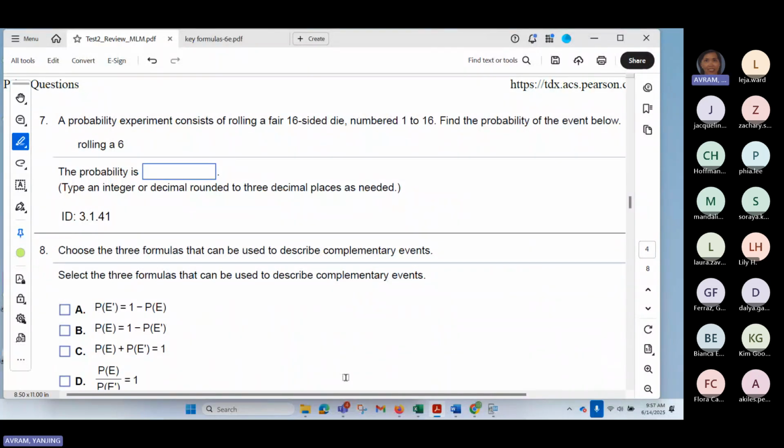Okay, let's look at number 7. A probability experiment consists of rolling a 16-sided die. Okay, this is a 16-sided die, numbered from 1 to 16. So we want to find the probability of the event below: rolling a 6. Okay, give me a really quick calculation. Let's see how much that is. You have to round to 3 decimal places if you have a decimal.